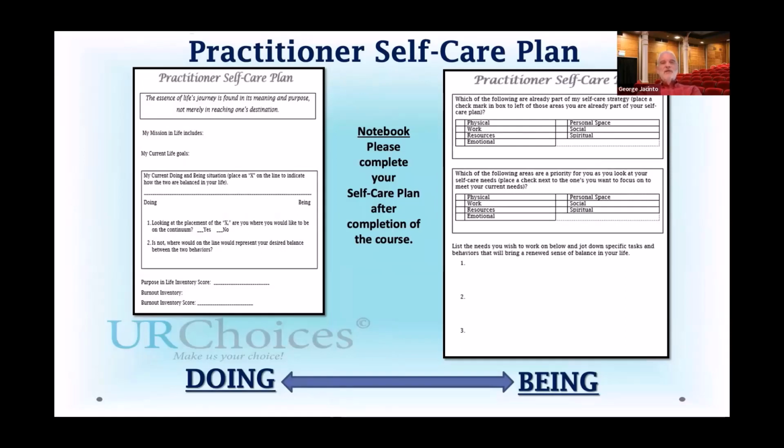In your notebook, you'll find self-care plan pages. I start at the top with my current doing and being situation. Place a check where you think you are on the continuum between being and doing. And if you would like to change your position, this is sort of a SUDS kind of scale for you to use.